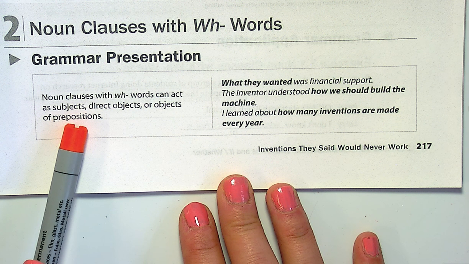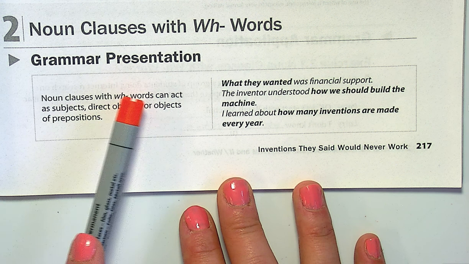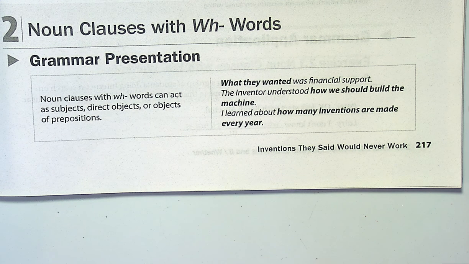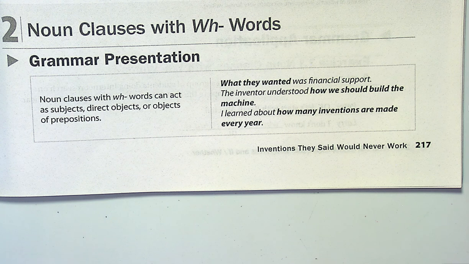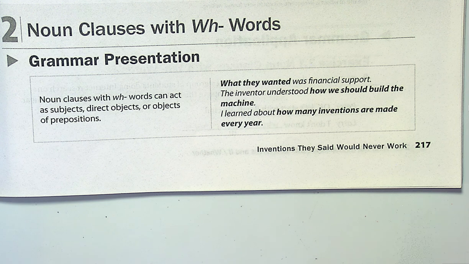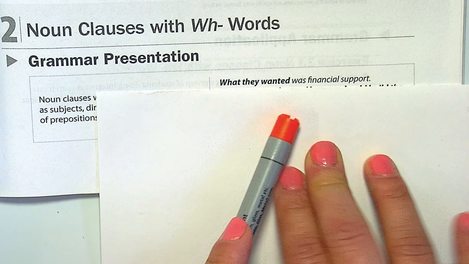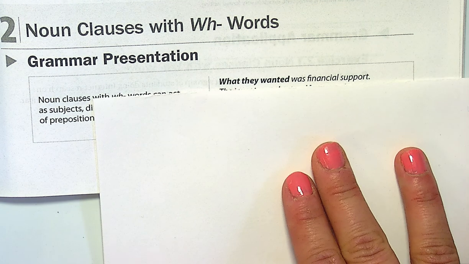When we have a noun clause with a WH word, it's one of our question words. And that whole clause can be the subject of a verb, it could be the object of a verb, or it can be the object of a preposition. Let's take a look at example number 1. What they wanted was financial support.